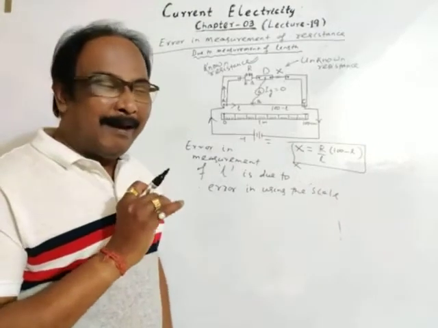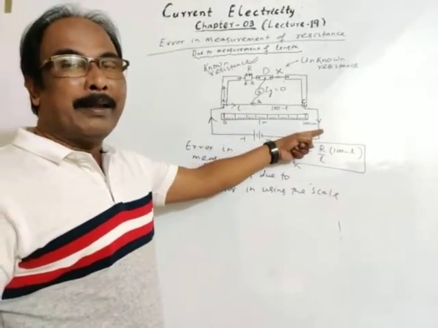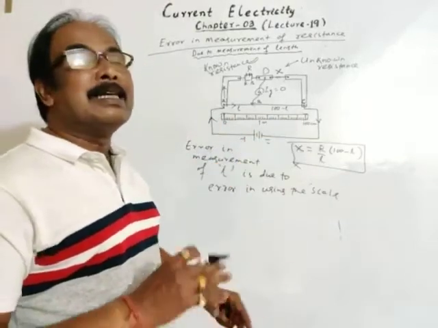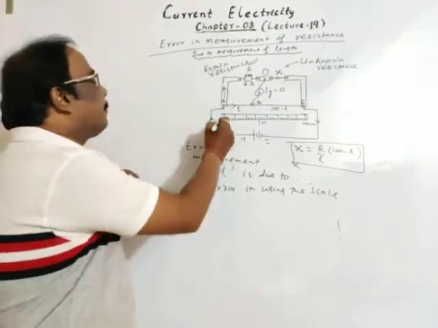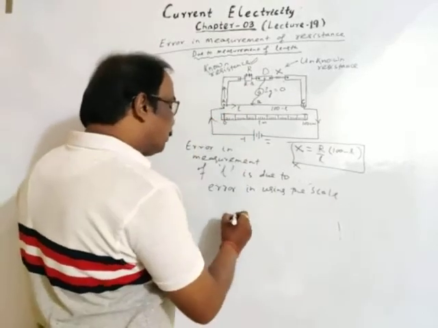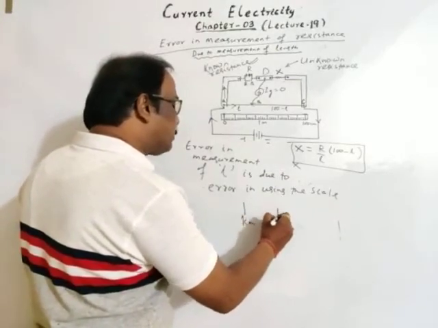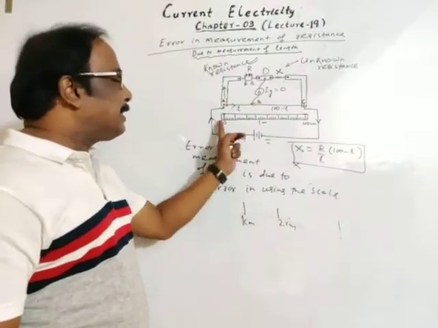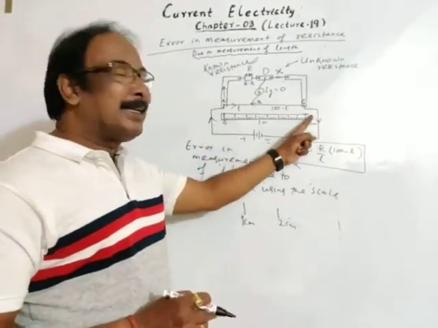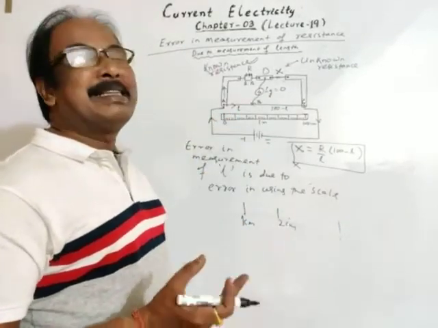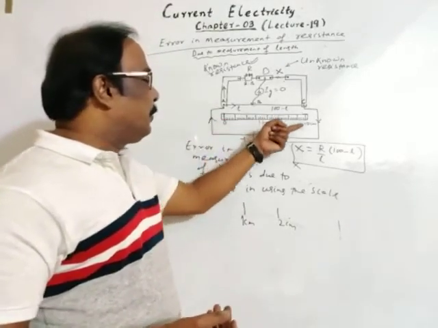So what is the actual thought behind it? See, the scale is graduated. If length is 1 meter, then total length in centimeters is 100 centimeters. But the scale is graduated. Suppose this is 0, this is 1 centimeter and this is 2 centimeters. This diagram is arbitrary, just a similar diagram of a scale. Scale is graduated from 0 to 100 centimeters.